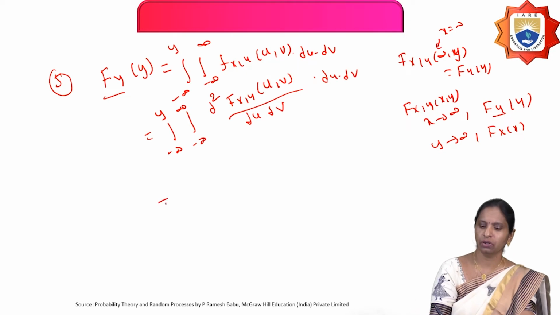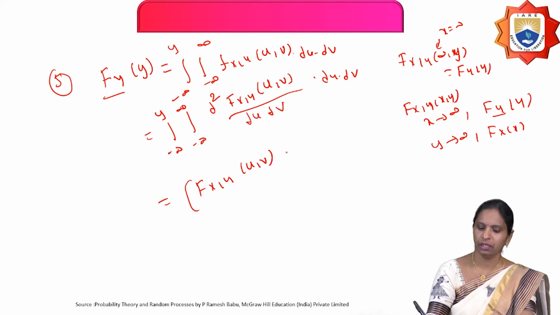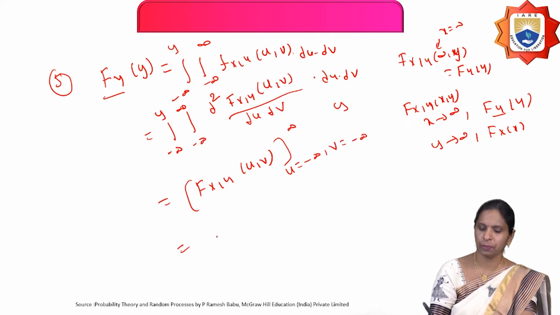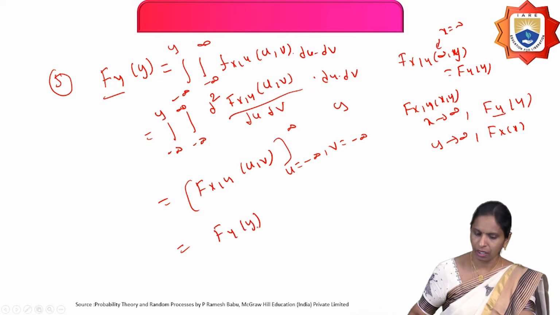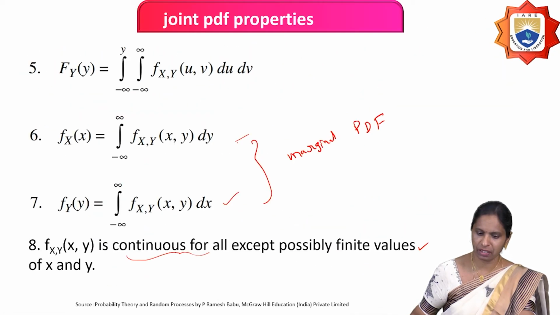du into dv. Since the integration with respect to u and v and the differentiation with respect to u and v are both the same, they get cancelled. Then you get fxy of u comma v, with the limits of u from minus infinity to infinity and the limits of v from minus infinity to y. If you substitute, you get fy of y. And the sixth property states that the marginal density functions of the random variables x and y.